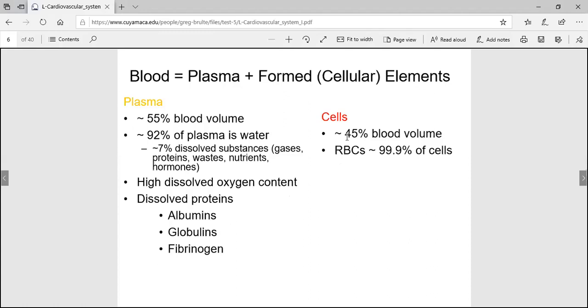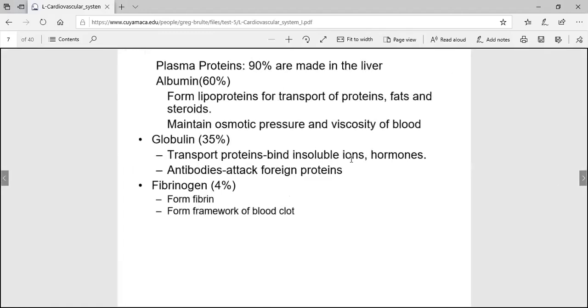45% of the blood is approximately cellular: red blood cells, white blood cells, little platelets. That's your formed elements. And this is just what we said. So fibrinogen, I could do a matching on this. If I said fibrinogen and then I put aids in blood clotting, you would match those two up. Globulins, think antibodies, which help tag or help your immune system get rid of foreign proteins. So antibodies would match up with globulin. And then albumin, think maintain osmotic pressure and viscosity of the blood.